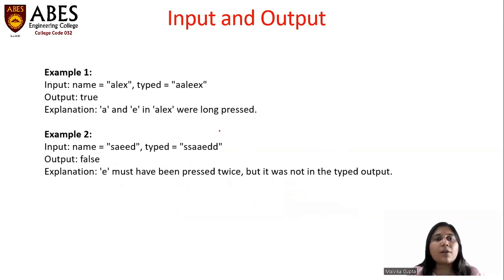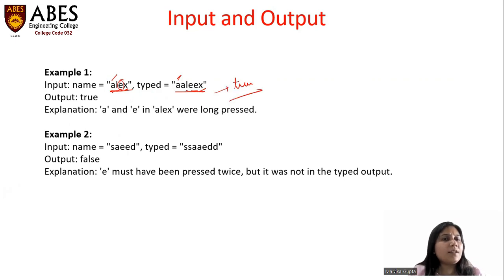If you see from here, there is an input and output example. Here is Alex, and here is Alex typed. A is occurring here, and A is occurring here. No matter that it is occurring twice, at least once is required, so it is occurring in this string. If you check for L, it is once here and also here. Same is the case with E. Here it is occurring twice, but I require it only one time. Same with X: X is occurring here, and X is occurring here. So it will return true.